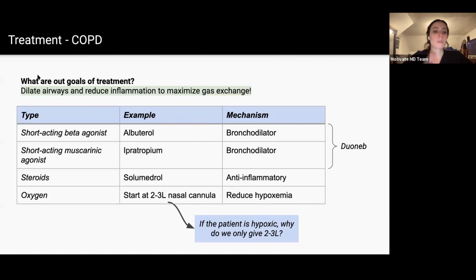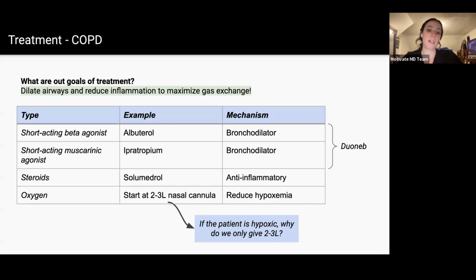All right, so what are our goals of treatment with COPD? We want to, number one, dilate the airways, right? We know that the airways are inflamed, there's tons of mucus, and they're kind of fibrosed up. We want to open those airways up to dilate them, and also to reduce the inflammation to maximize the gas exchange. So here are some different medications that we use.